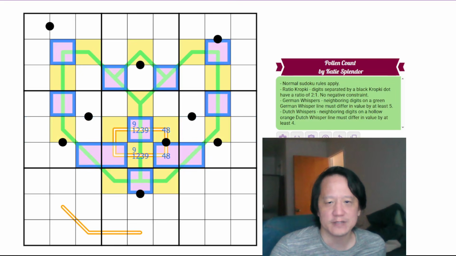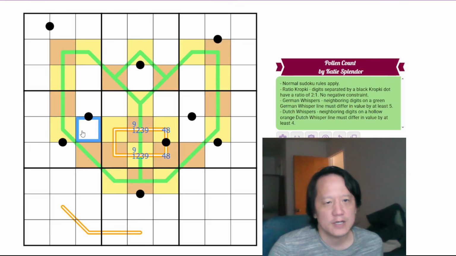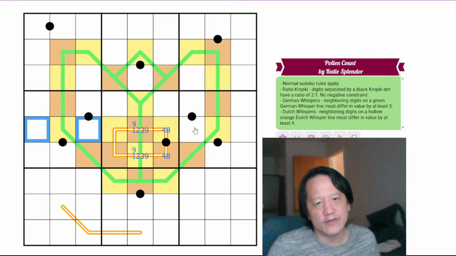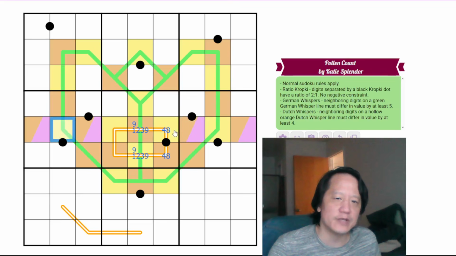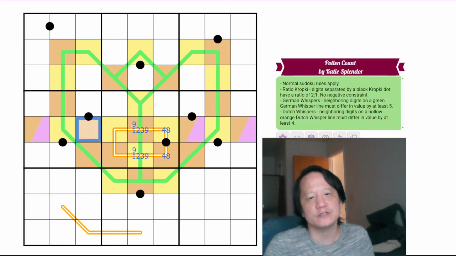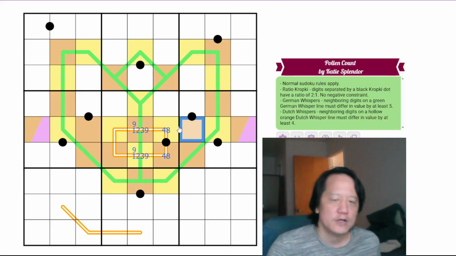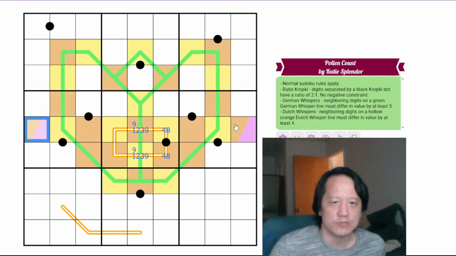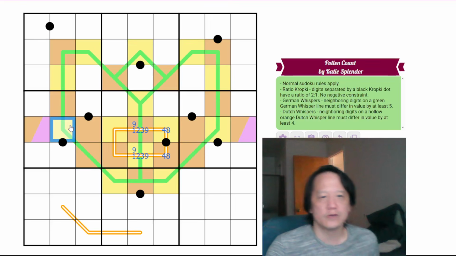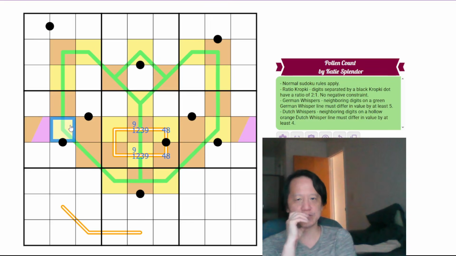Okay, maybe we should make this not pink. We'll make this orange. So the rest of row 5 have to be either 5 or orange. And 5 cannot be next to a black Kropki dot, because if you have 5, you get 2.5. If you double 5, you get 10, neither of which are digits. So these are both orange, and these are both yellow here. Interesting.